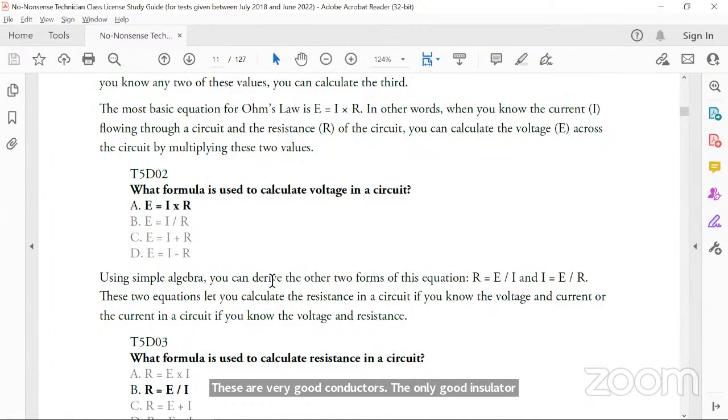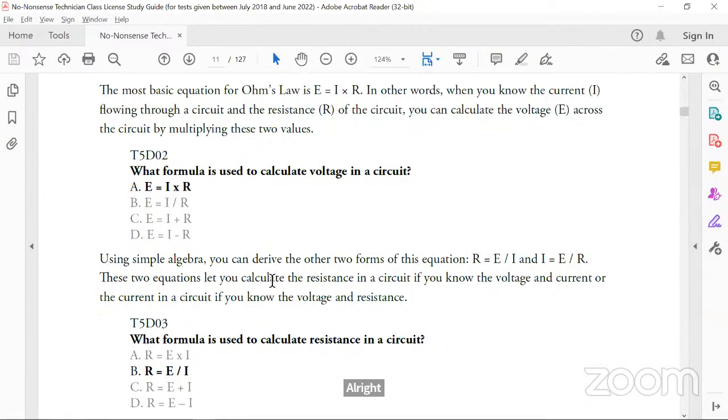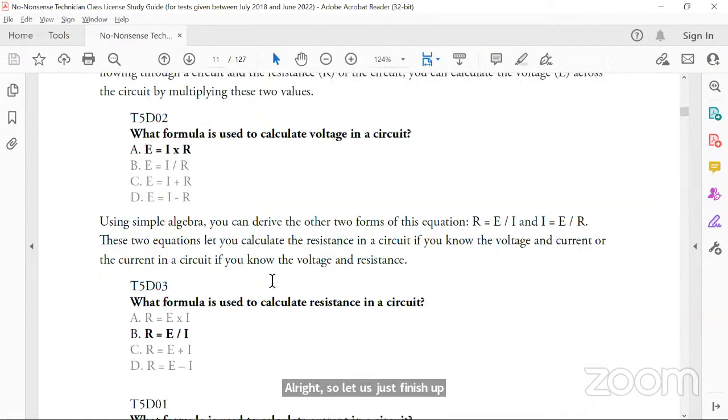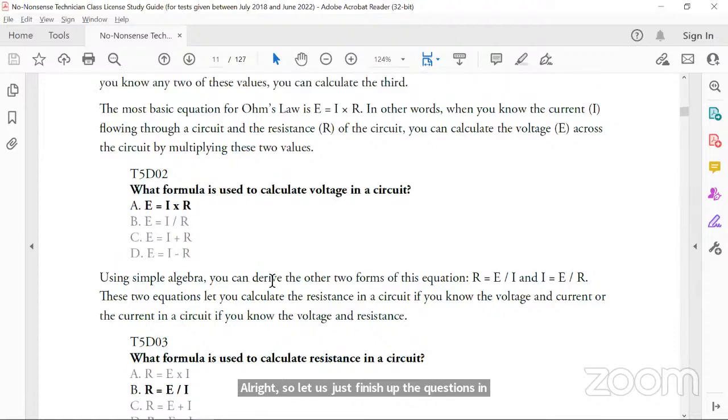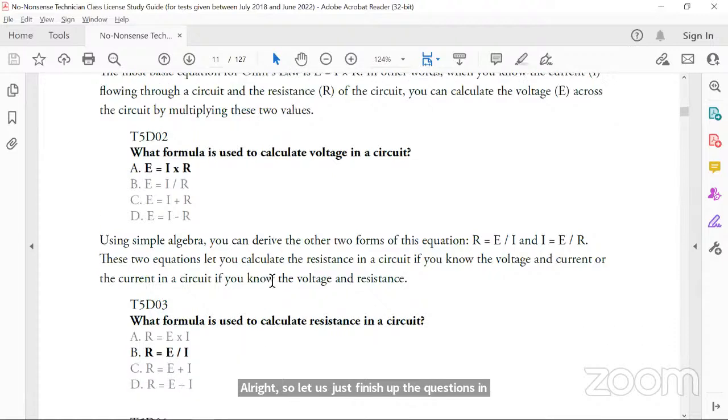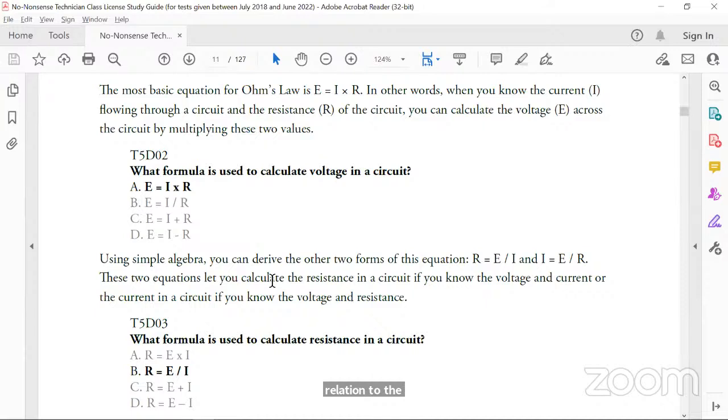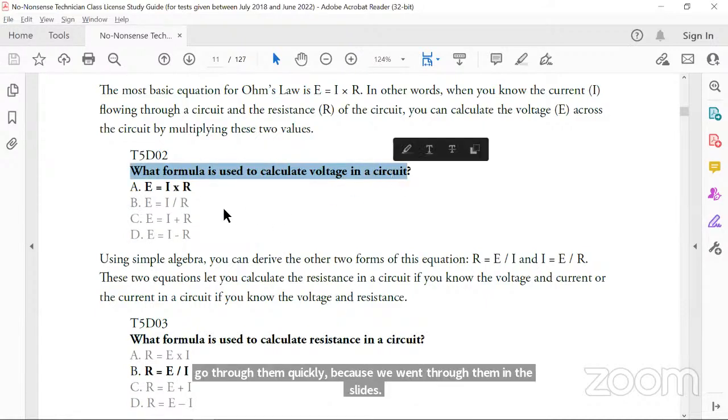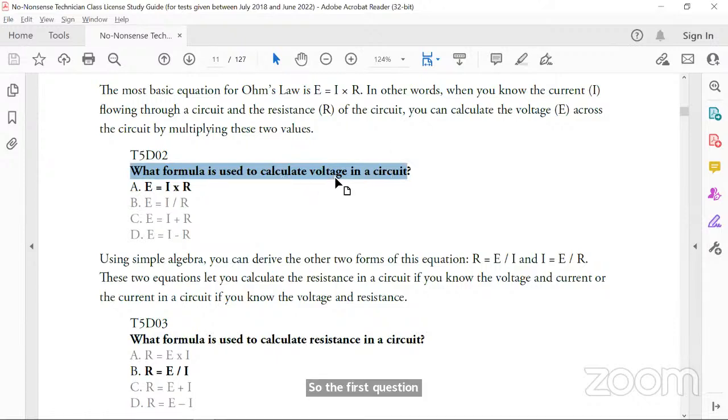All right. So let us just finish up the questions in relation to the Ohm's law calculations that we did here. We'll go through them quickly because we went through them in the slides. So the first question is, what formula is used to calculate voltage? That's the Ohm's law formula. And we learned that E is equal to I multiplied by R. So we just need to learn that formula.